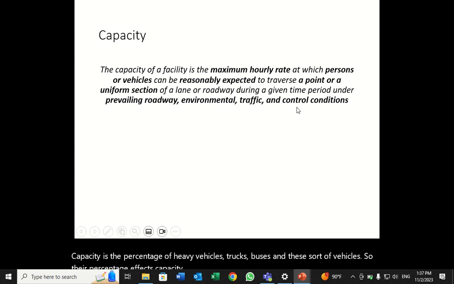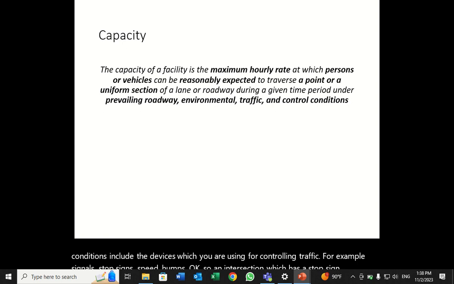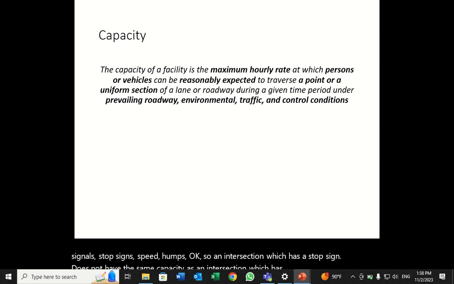The last thing is control conditions. Control conditions include the devices which you are using for controlling traffic, for example, signals, stop signs, speed humps. Okay, so an intersection which has a stop sign does not have the same capacity as an intersection which has a signal. Okay, so all these things affect capacity.